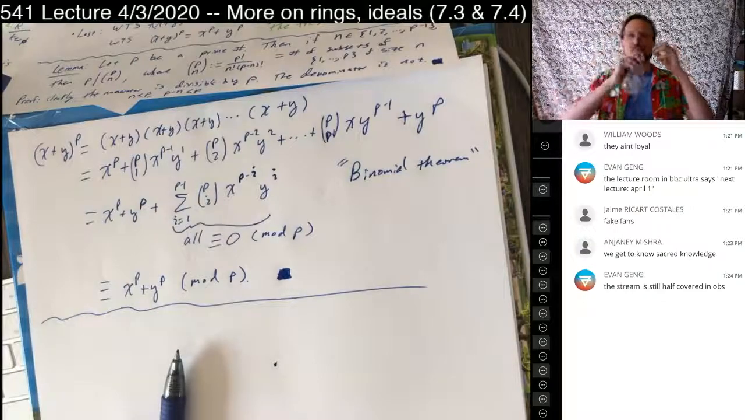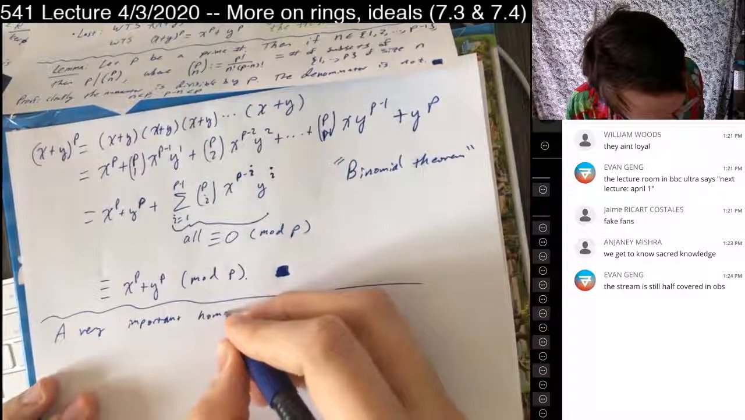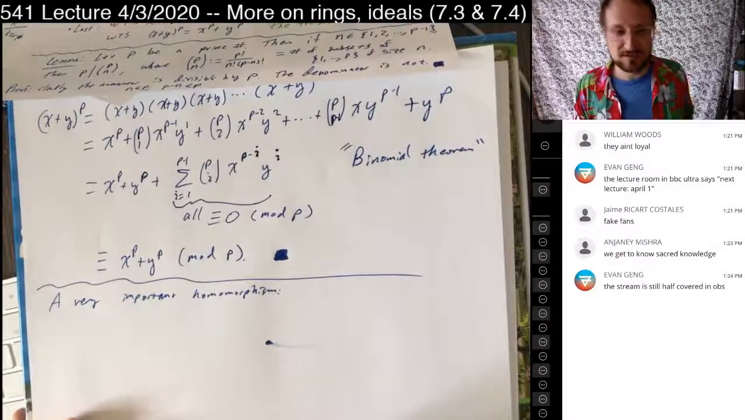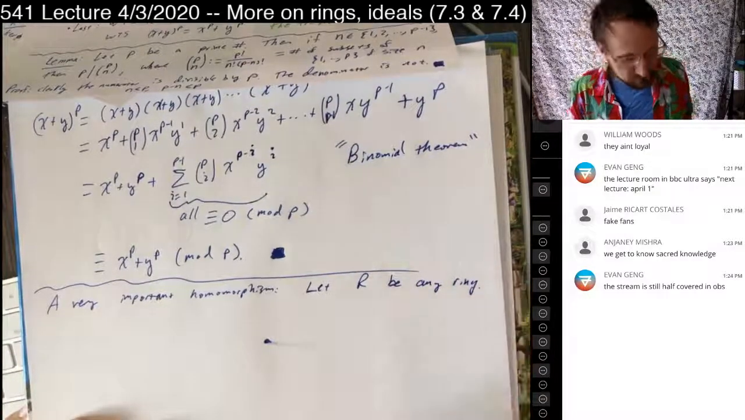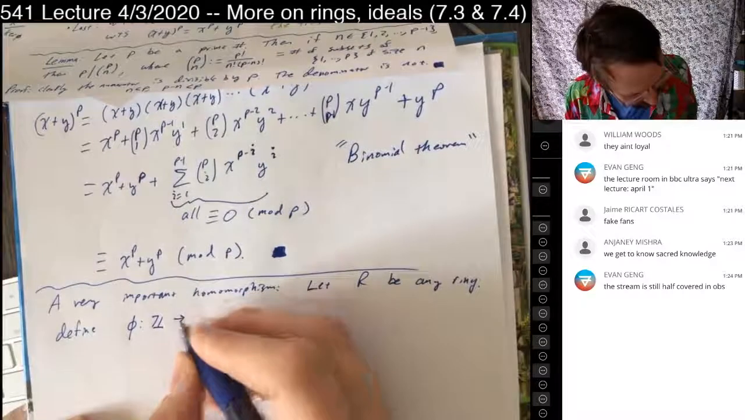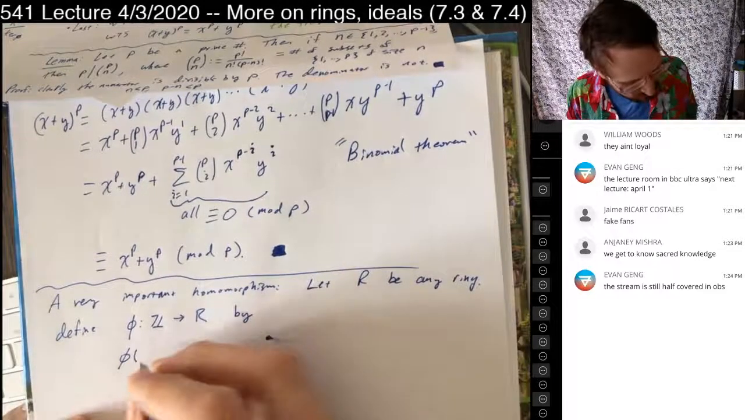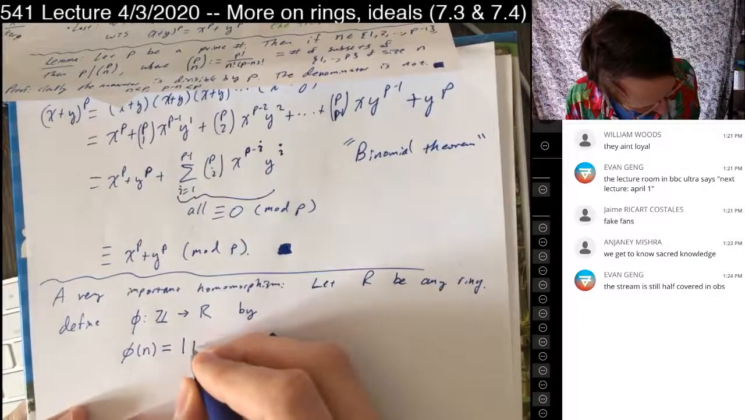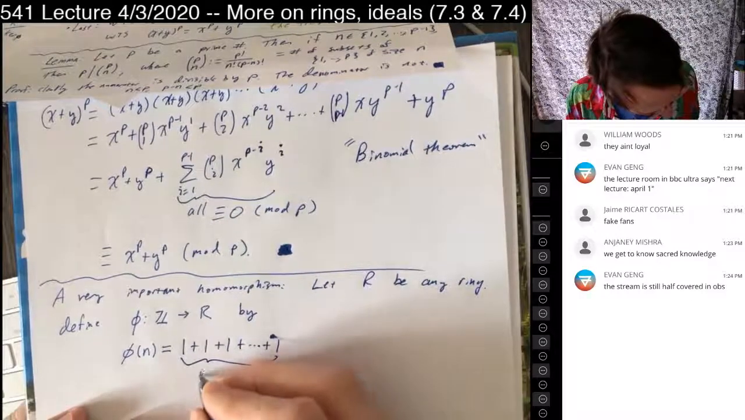So now a very important homomorphism, and an example of why the ring of integers Z is a very important ring. If we let R be any ring, we can define phi from Z to R by phi of n, where n is an integer, is equal to 1 plus 1 plus 1, n times.